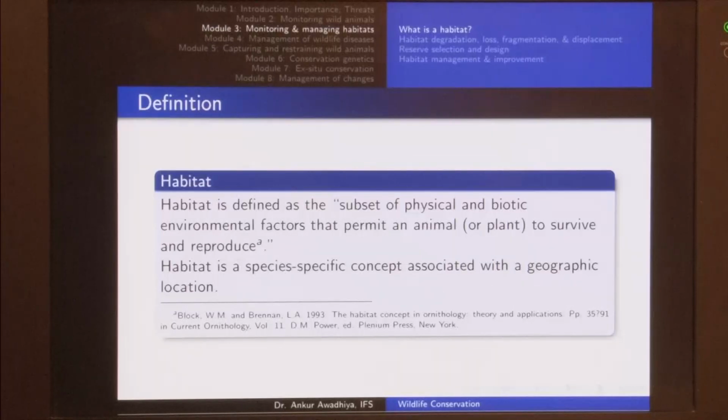It is a species specific concept associated with a geographic location. It means that a certain location might be a good habitat for one organism and might not be a good habitat for certain other organisms. For instance, in the case of very salty water bodies, we have some organisms that go by the name of halophytes.